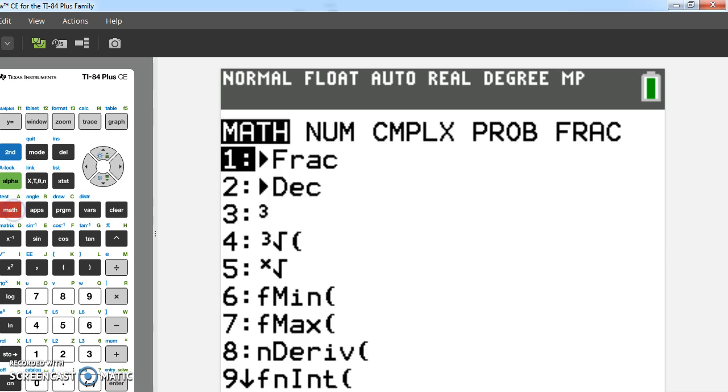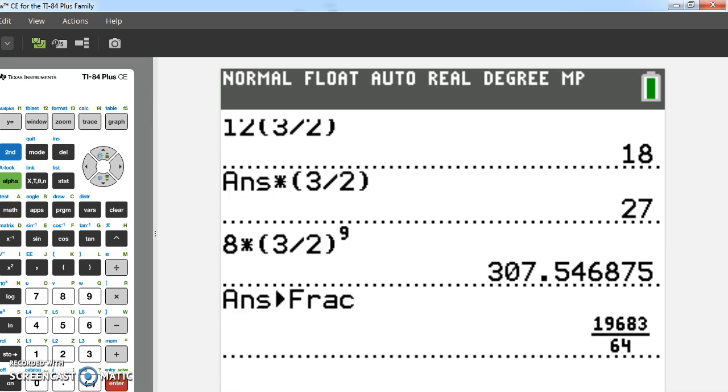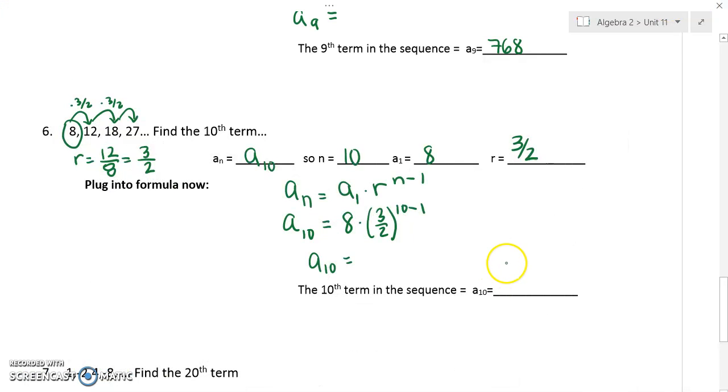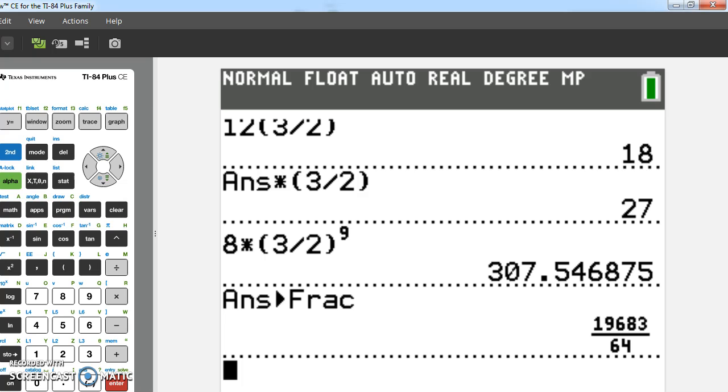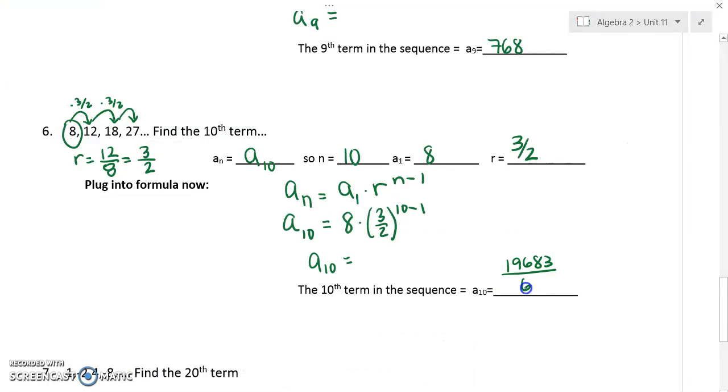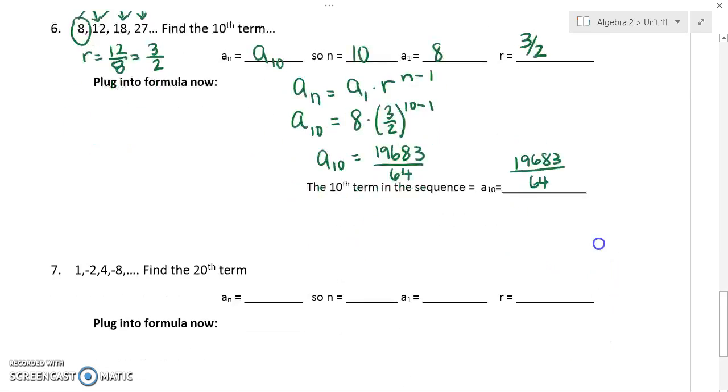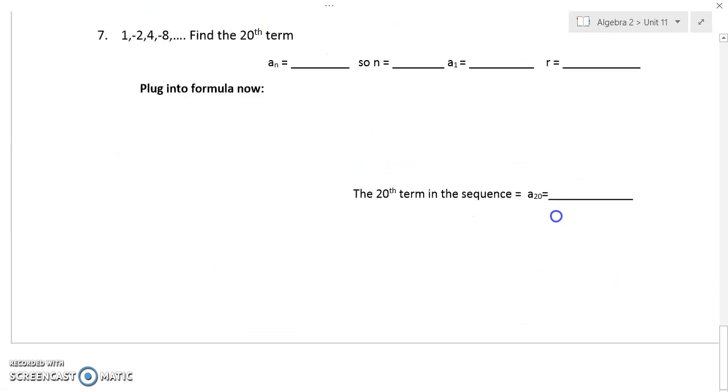Okay, so we have this. Now I'm going to see if I can make it a fraction. And I can. So I'll write the fraction form, 19,683 divided by 64. And that also goes here, just so that we have nice notes. All right, well done.